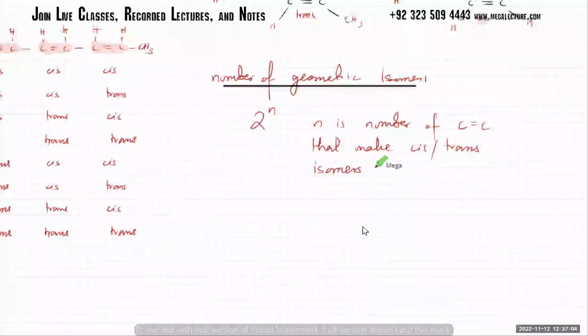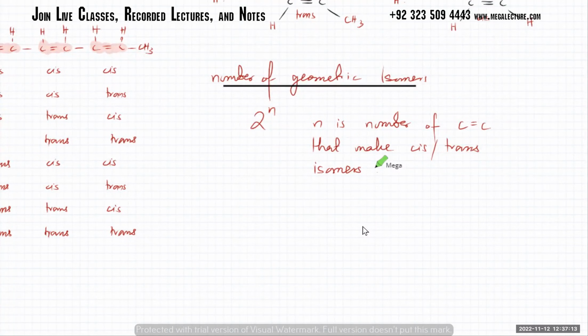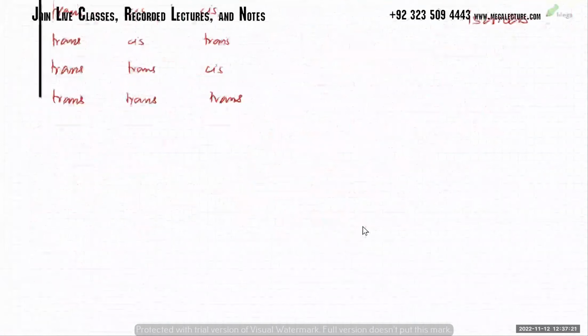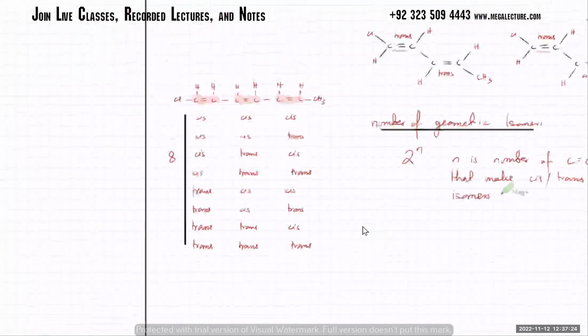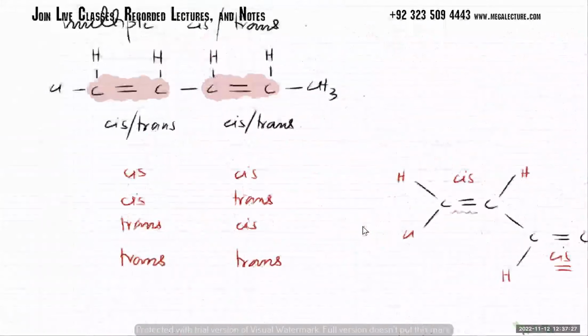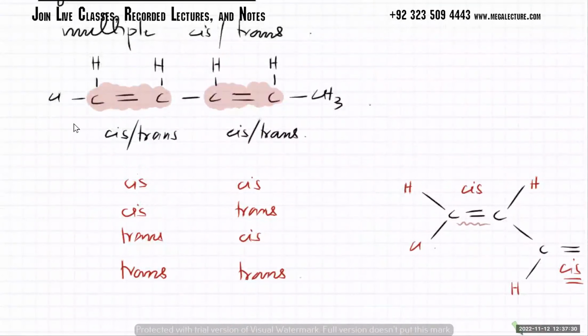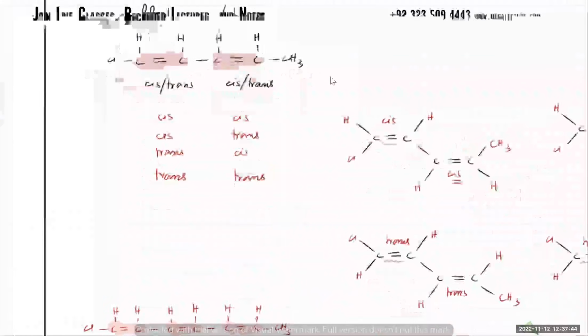So that's 2 to the power n, right? And there is one more issue in this: what if the molecule is symmetric? Unsymmetric means the molecule's left and right side are different. This is unsymmetric. Like there's a Cl on this side, there's a CH3 on the other side. So there is no symmetry in this molecule. Is that clear? Yes sir.